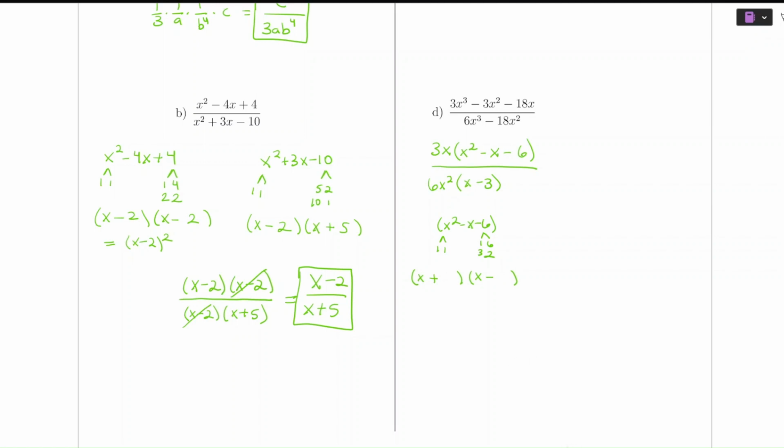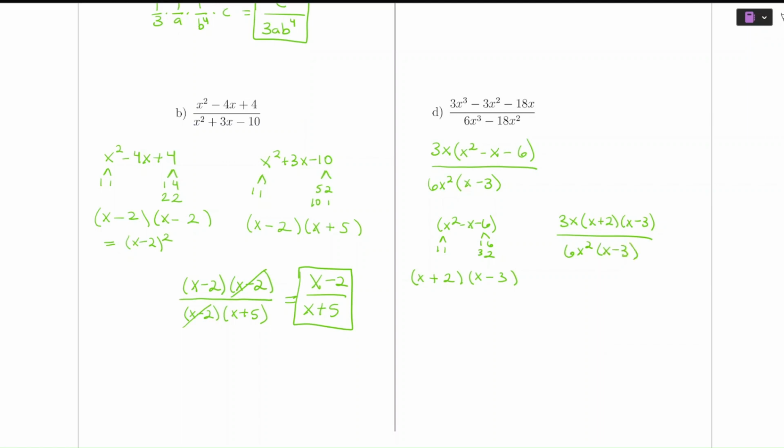Okay, so say I did 1 like this. Well, that gives me 6x minus x. That's not negative x. Let's try 2 and 3. That'd be 2x minus 3x. That equals negative x, so I know that's the correct factorization. So I can rewrite this as 3x times x plus 2 times x minus 3 over my 6x squared times x minus 3.